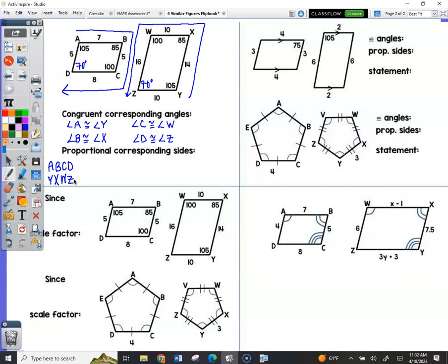So now I can set up my proportions because now my letters match. So AB is proportionate to YX, as BC is proportionate to XW, as CD is proportionate to WZ, and then don't forget the last to the first letter. So DA is proportionate to ZY.